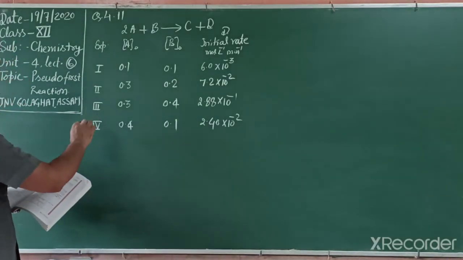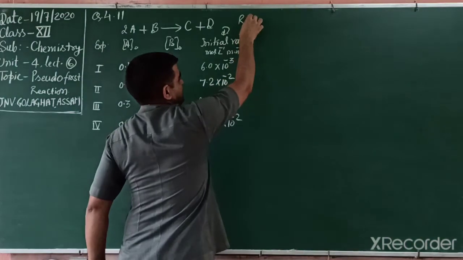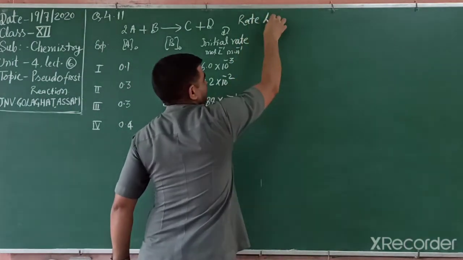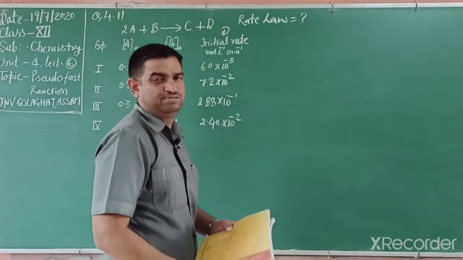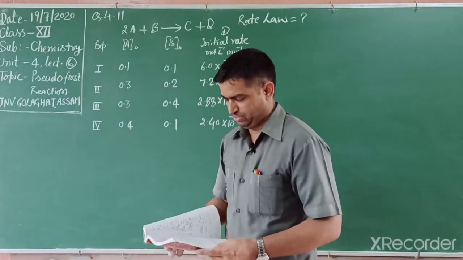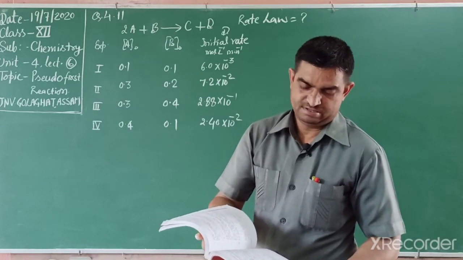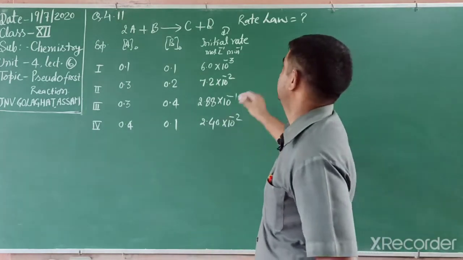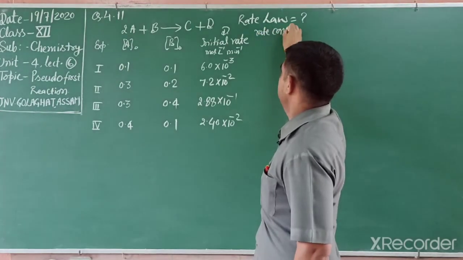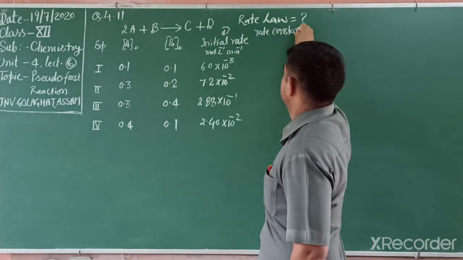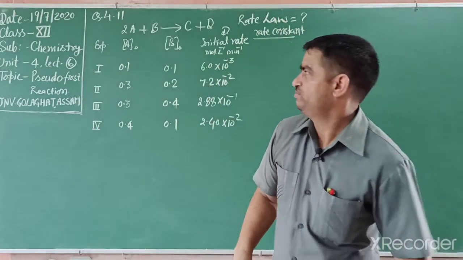First we have to identify the rate law of this reaction. The rate law we have to find out. Another one, we find the rate constant of the reaction. So the rate law and the rate constant of the reaction. In this numerical, 2 values we have to find out. So how can we find them?